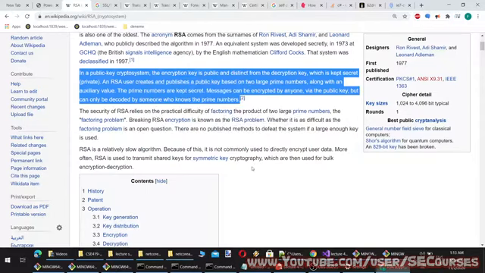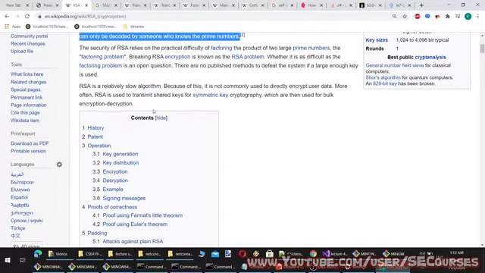In a public key crypto system, the encryption key is public and distinct from the decryption key, which is kept secret, private. An RSA user creates and publishes a public key based on two large prime numbers, along with an auxiliary value. The prime numbers are kept secret. Messages can be encrypted by anyone, via the public key, but can only be decoded by someone who knows the prime numbers.